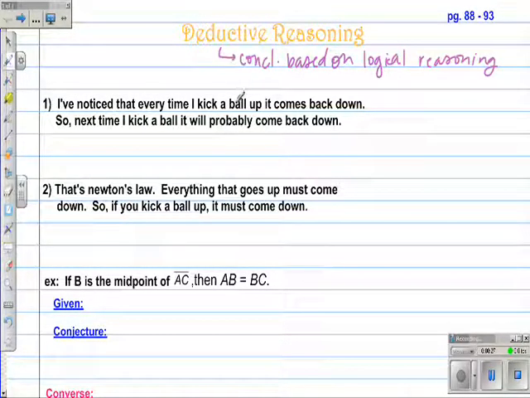Okay, so for example, I've noticed that every time I kick a ball, it comes back down. Therefore, the next time I kick a ball, it will probably come back down. Since you're noticing it based on a pattern, this would be your inductive reasoning.